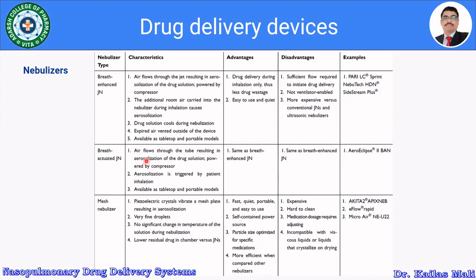The disadvantages of mesh nebulizers are that they are expensive, hard to clean, medication dosage requires adjusting, and they are incompatible with viscous liquids or liquids that crystallize on drying. For example, Akita 2 Apex Neb, eFlow Rapid, and Micro Air NEU22. So this is about the nebulizers. So here we have finished the nebulizers.